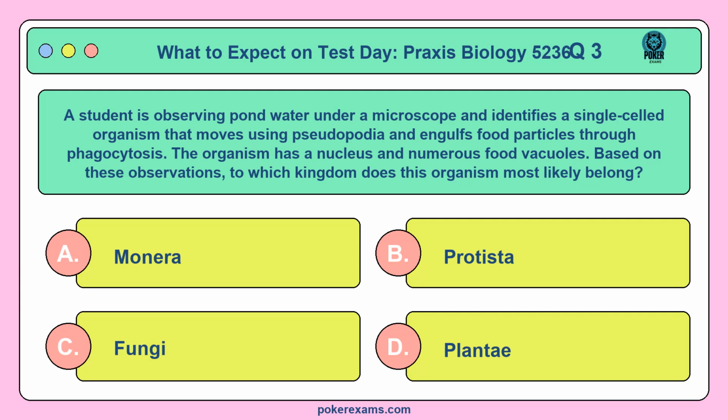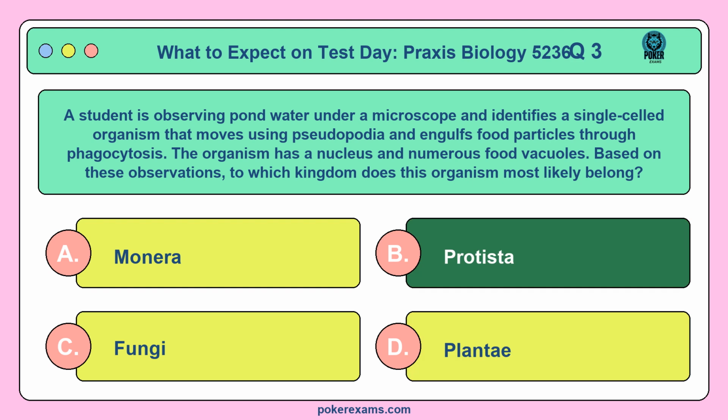Question 3. A student is observing pond water under a microscope and identifies a single-celled organism that moves using pseudopodia and engulfs food particles through phagocytosis. The organism has a nucleus and numerous food vacuoles. Based on these observations, to which kingdom does this organism most likely belong? Is it? Option A. Monera. B. Protista. C. Fungi. Or D. Plantae.